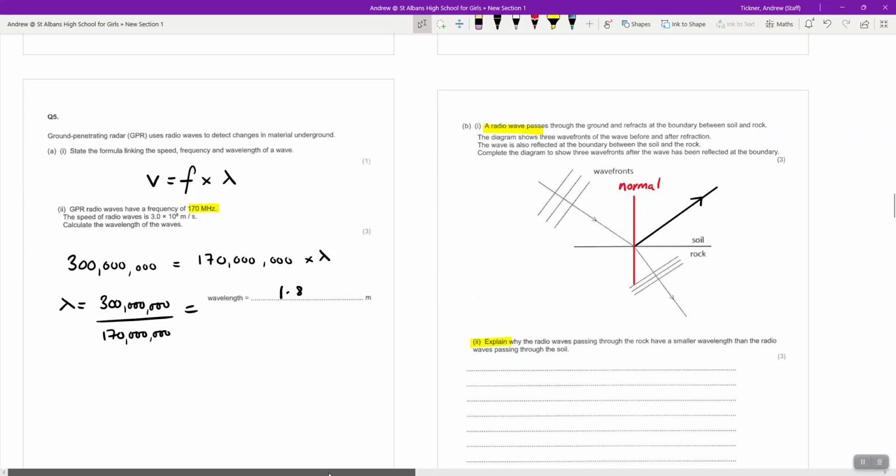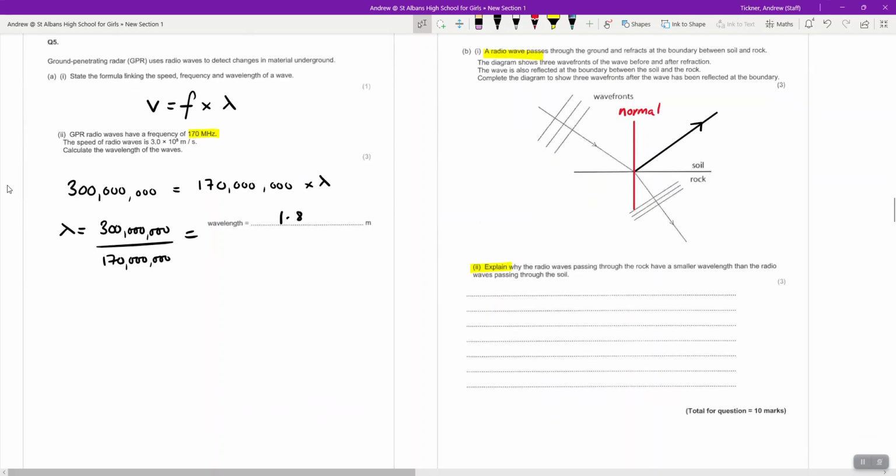Okay. Question 5, we have V equals F lambda. So we've got radio waves to detect change in material. So state the formula linking speed, frequency, and wavelength. V equals F lambda. Radio waves have a frequency of 170 megahertz. Right, okay, so this has been flagged up again. What does this symbol mean? Okay, a big capital M means mega. That means you multiply by 1 million.